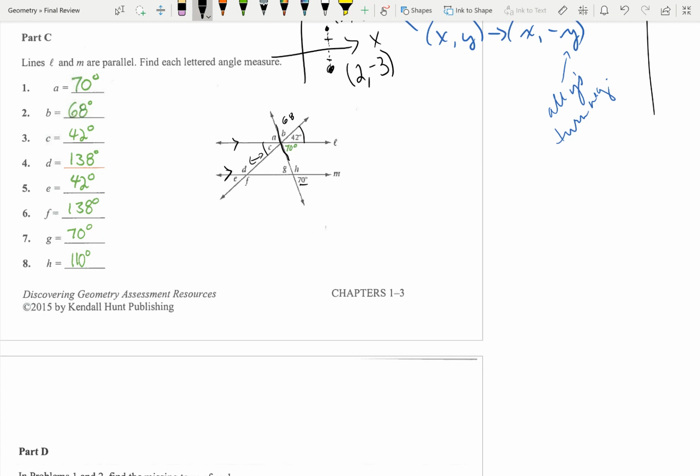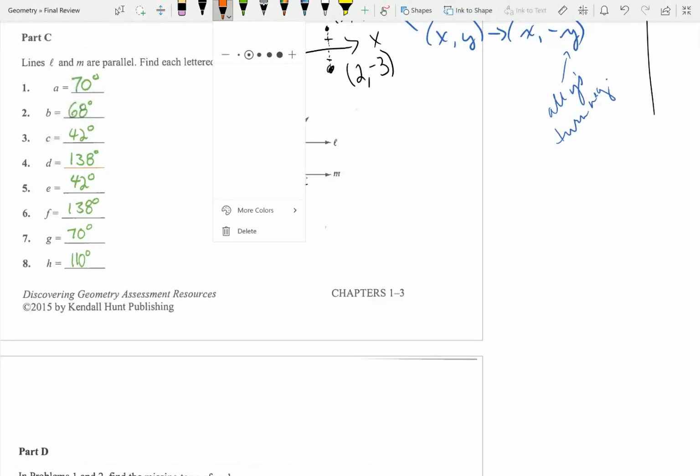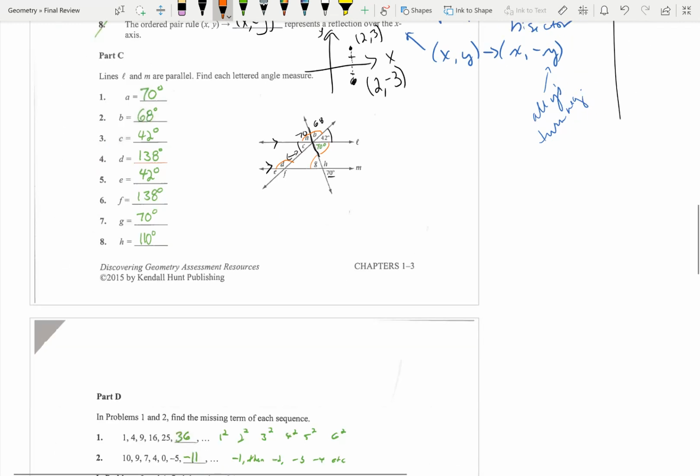And mark this here as 70. The other way to do it is to know that this angle corresponds to that angle, because that angle is 70 plus 68, which is 138. D would be 138. That's going to make E 42, linear pair. F is 138. Again, vertical angle. G is going to be 70 because it's alternate interior angle with that 70. And then H is linear pair, so that's going to be 110. There we go. Okay.